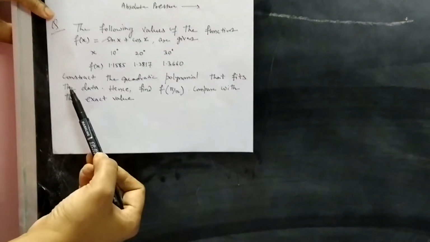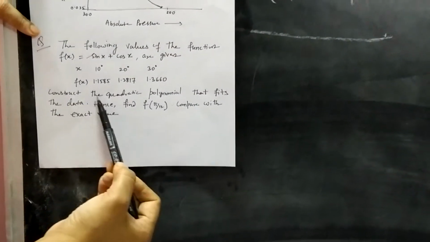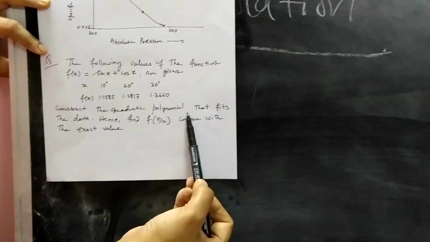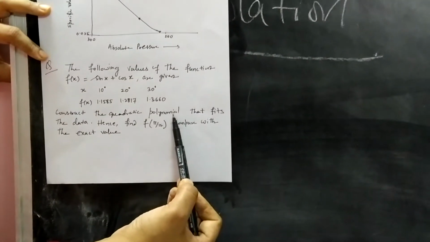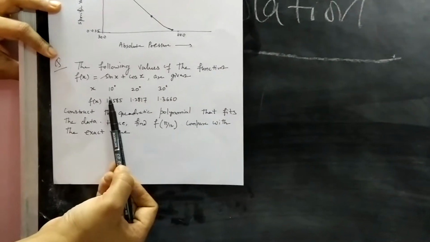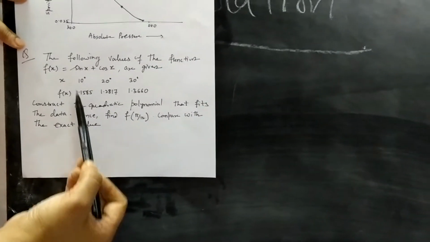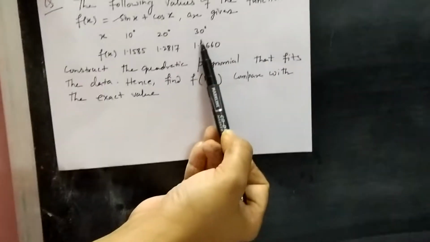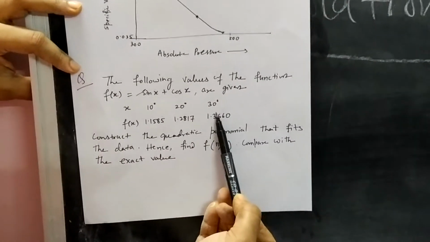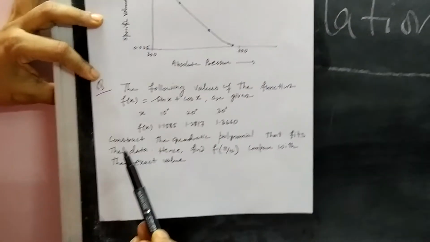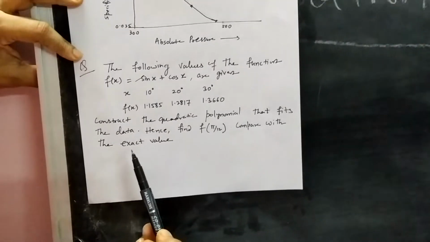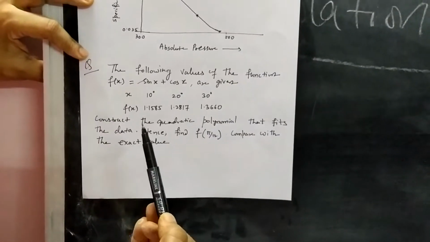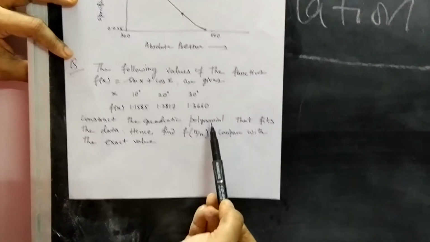Now the problem is that we have to construct a quadratic polynomial. Why are we going to say this? Because here you see how many data points are given: 1, 2 and 3 data points are given. So n plus 1 equals 3. So we can apply the Lagrange interpolating polynomial and get a polynomial of degree at most 2. Degree 2 means this is quadratic.